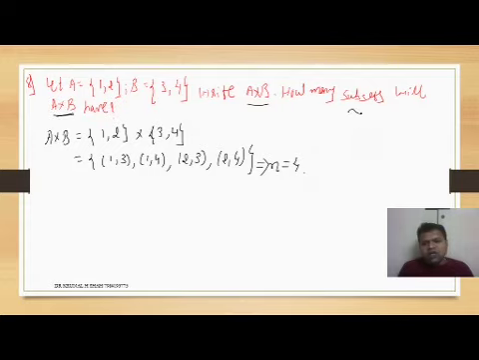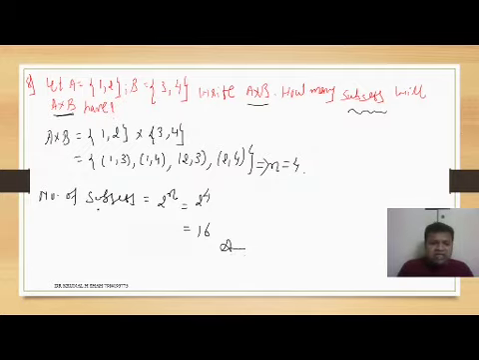Now according to the definition, how many subsets will a set have? So number of subsets is equal to 2 raised to n. So यहाँ पे n equals 4, that is 2 raised to 4. 2 raised to 4 equals 16. आपका मेरा सबका आंसर.